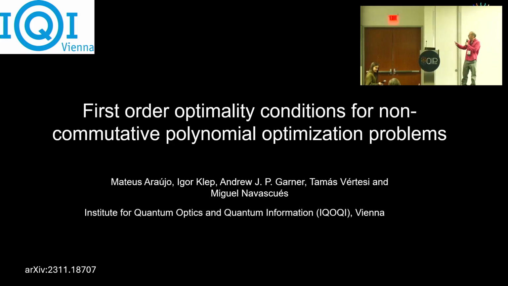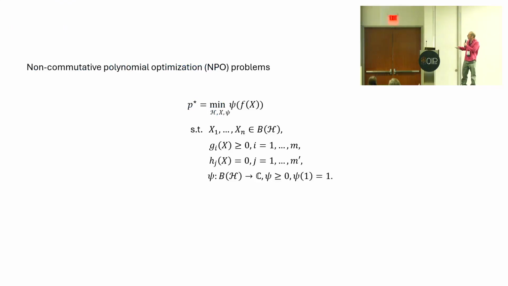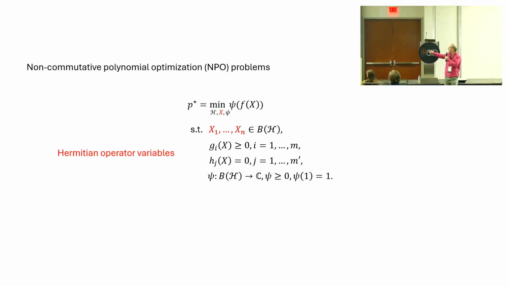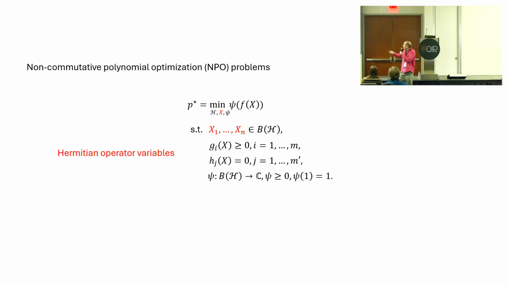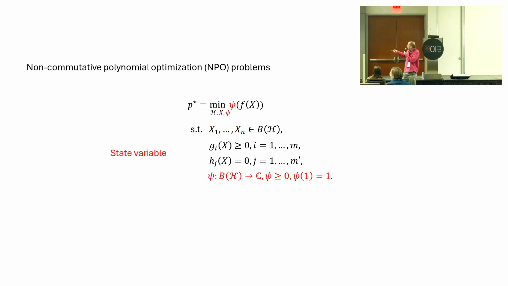Good. This talk is going to revolve around the notion of non-commutative polynomial optimization problems, or NPO. This is a bit complicated, so I'm going to unpack this definition a bit. These objects here represent Hermitian operator variables. They act on this Hilbert space. There are also state variables. This psi will represent a quantum state, also a Hilbert space variable.